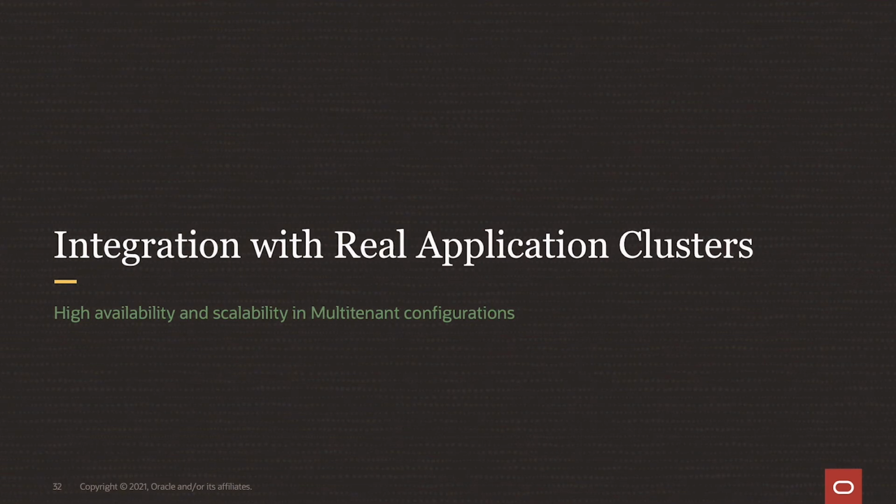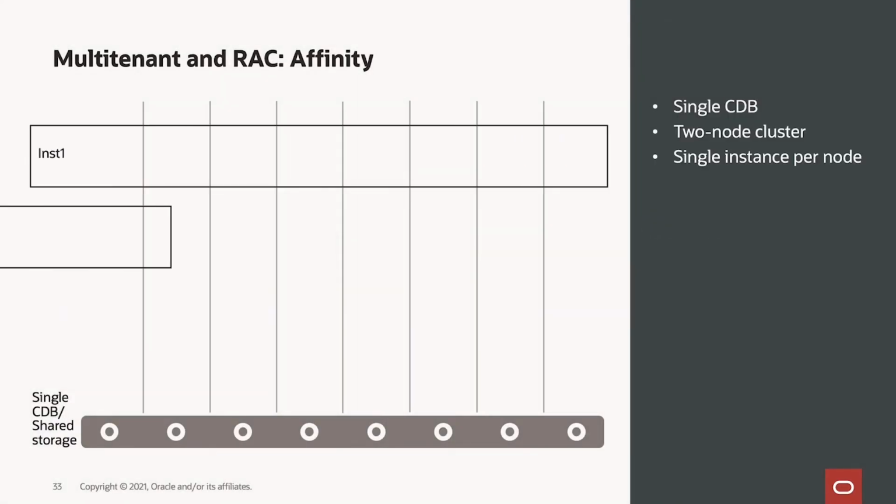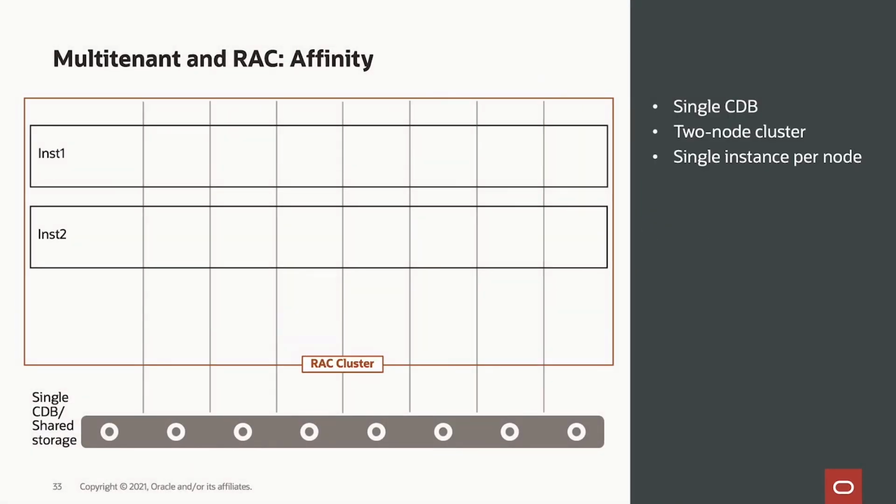Multitenant is closely integrated with Oracle Real Application Clusters, also known as RAC. RAC, of course, is an architecture that provides great scalability, as well as great availability. In this section of the presentation, we'll see both of these benefits. Let's start by setting up a basic 2-node RAC cluster for a single CDB. There is a single database instance per node in the cluster, and of course storage is shared between the nodes.